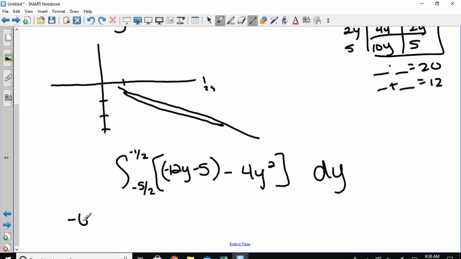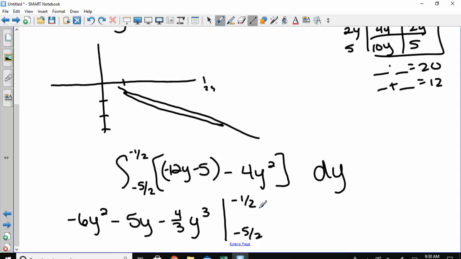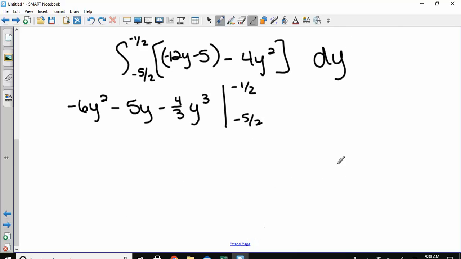So antiderivative, 6y squared minus 5y minus 4/3 y cubed. Once again, these are not nice, pretty numbers, so you do have to probably pick up your calculator or take a little time working it out. But I want to make sure I go over a few other things, so I'm not going to spend a lot of time on that. You guys know how to do that. You plug the negative 1/2 in, and you plug the negative 5/2 in and subtract those.